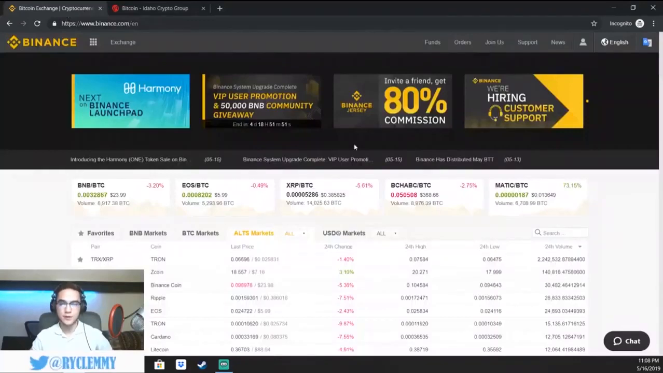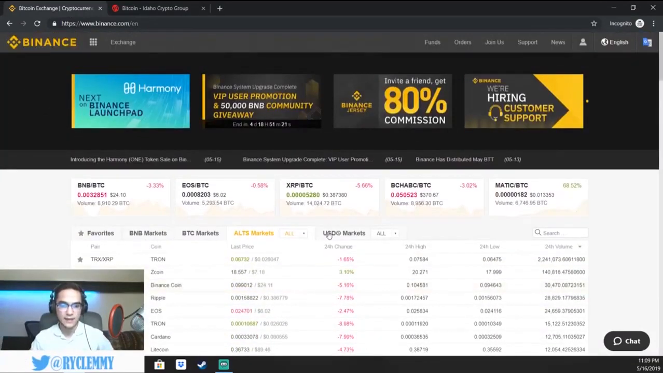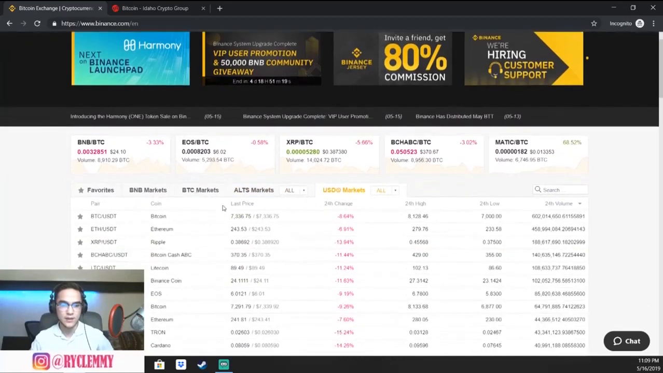Some funds or some cryptocurrency in your account, you want to know, what the heck do I trade? Glad you asked. I'll teach you. So right here on the home page of Binance, you can see down here, these are some of the top coins that are going on right now.